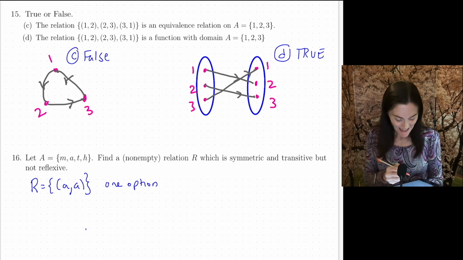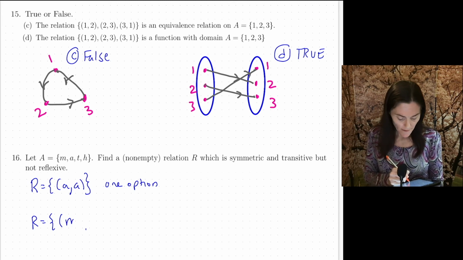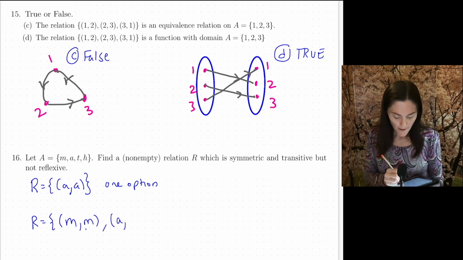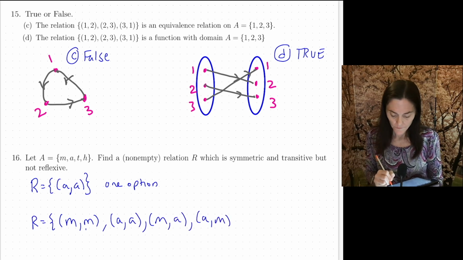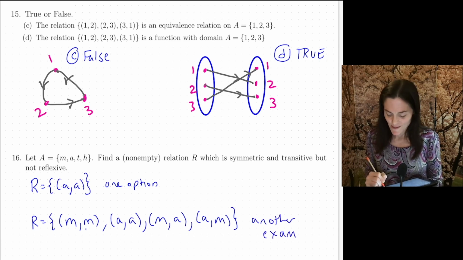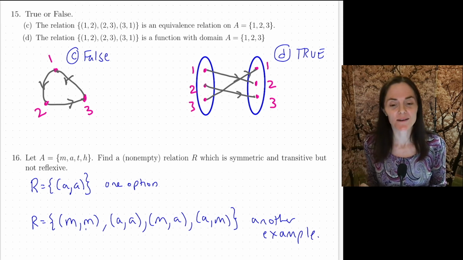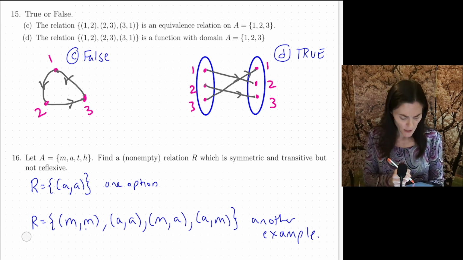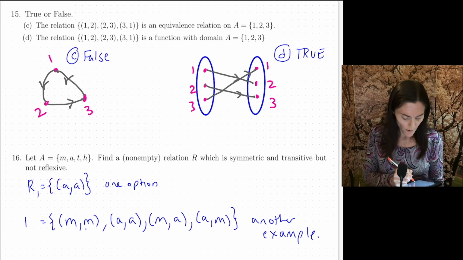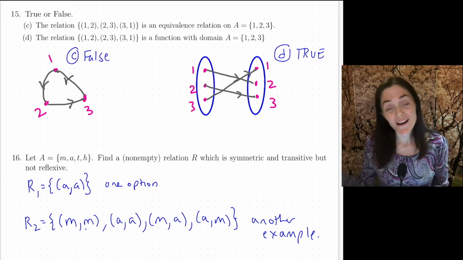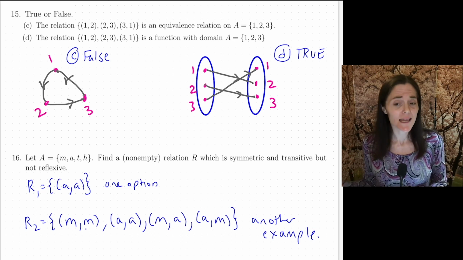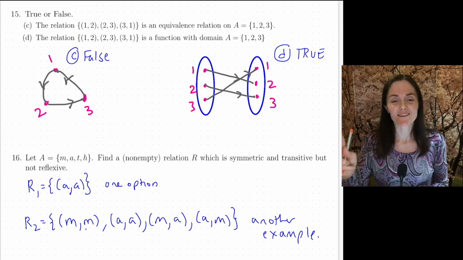I could add more. For example, a more exciting example perhaps, if I add MM, AA, and then I can add MA and AM. This is another example. Of course, this just asks for 1. And so either one of these is perfectly fine. Maybe I should label this R1 and R2. This would work and this would work. Either one of these, R1, R2, or many, many other possibilities, satisfies symmetric, transitive, but not reflexive.